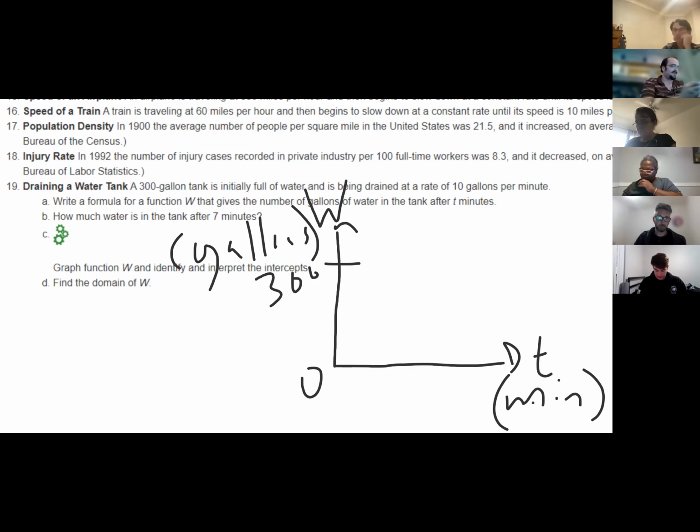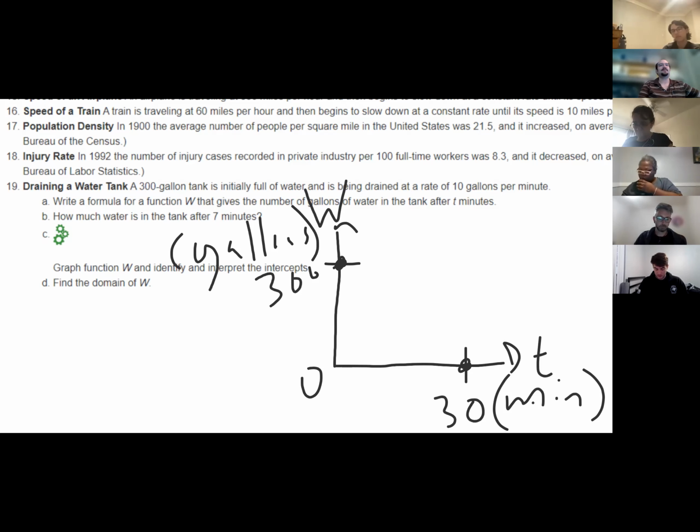30 minutes. And what do we know about 30 minutes? It's going to be down because the rate is negative. It's going to end at 0 gallons. So that tells me there's a point here. I'm also starting here.